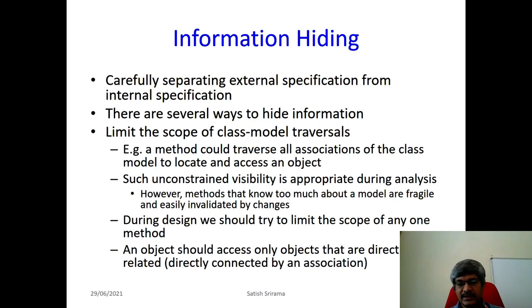So during design, we should try to limit the scope of any particular method, so it cannot traverse so many associations. An object should access only an object that is directly related. Only if you have a direct association, it is better to use that particular object in the first object. This is one way of information hiding. You are trying to ensure the model is not directly incorporated into the implementation of that particular object or method.